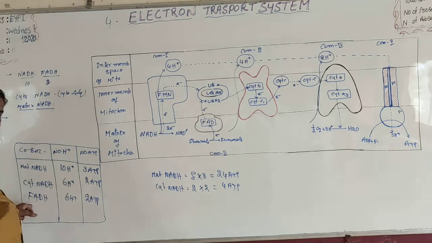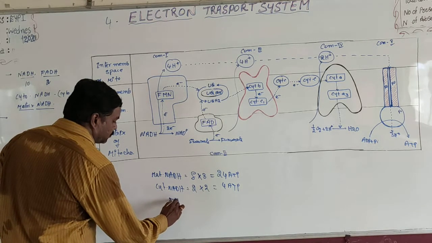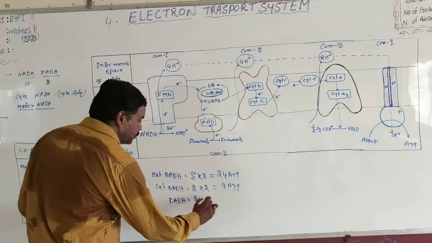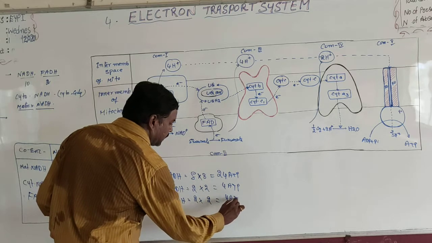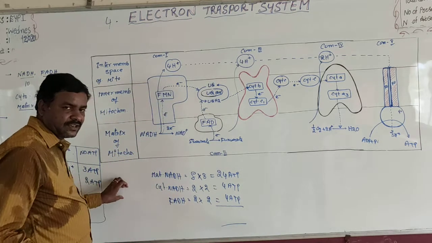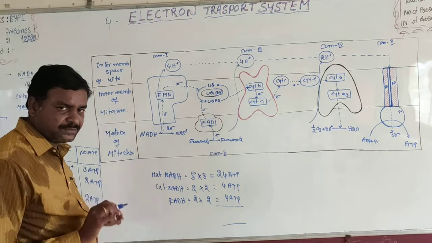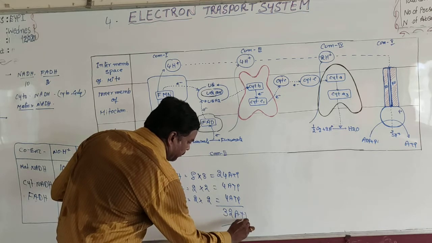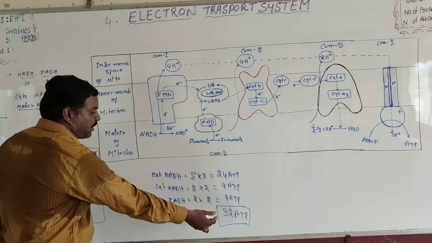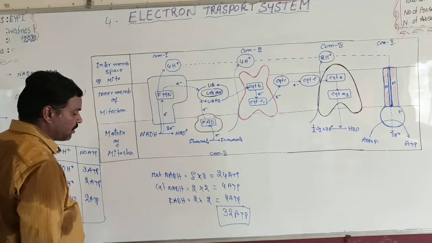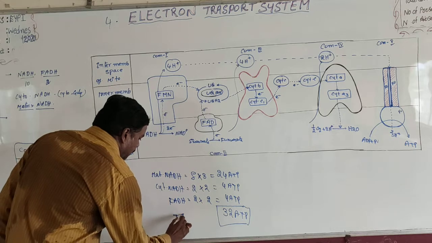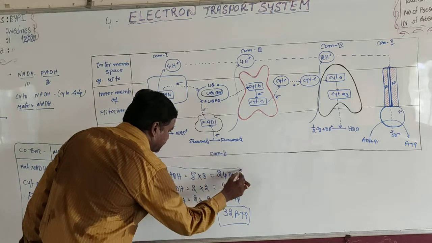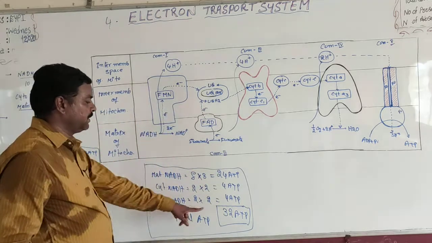And what about FADH2? FADH2 also 2. And each yields how many ATP? 2 ATP. 2 into 2 equals 4 ATP. Total ATP formed in the electron transport system by the oxidation of all coenzymes of one glucose molecule is 32 ATP molecules. Such formation of ATP in mitochondria in the presence of oxygen is called oxidative phosphorylation. Total ATP by oxidative phosphorylation is 32 ATP molecules.